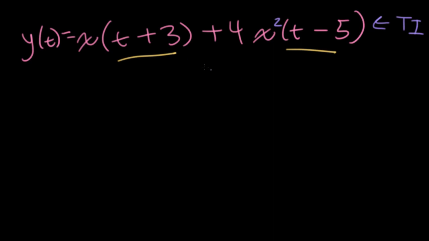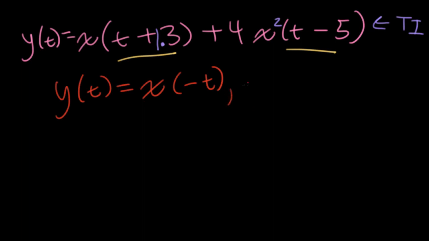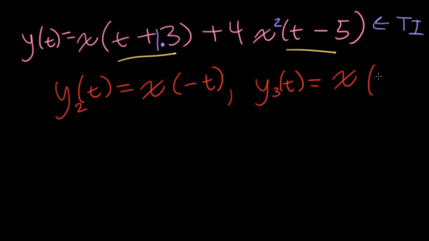What you need to do is to make sure all of your x's have a t in them with nothing in front, and that you're either adding or subtracting numbers. You could make this 1.3 if you want. That's fine. They don't have to be integers, of course. We're in continuous time. Now, anything you do to the t inside the x is going to be bad news. So if we do something like x of minus t, or let's make up another system here, let's say it's 2t, this is all going to mess up the time invariance.